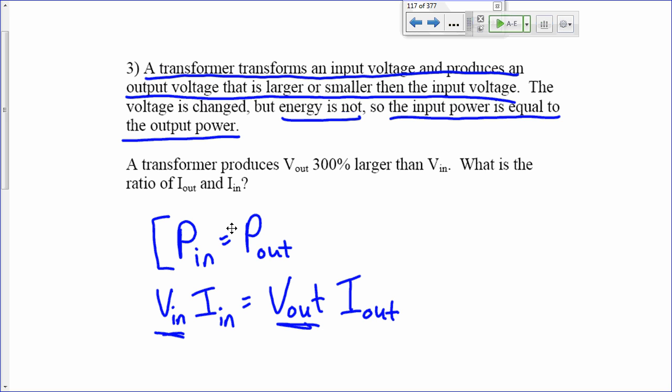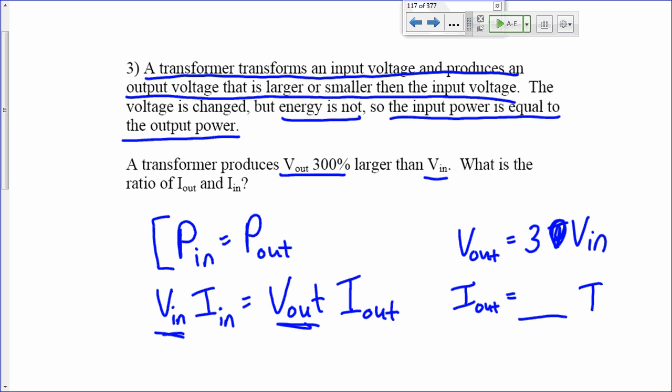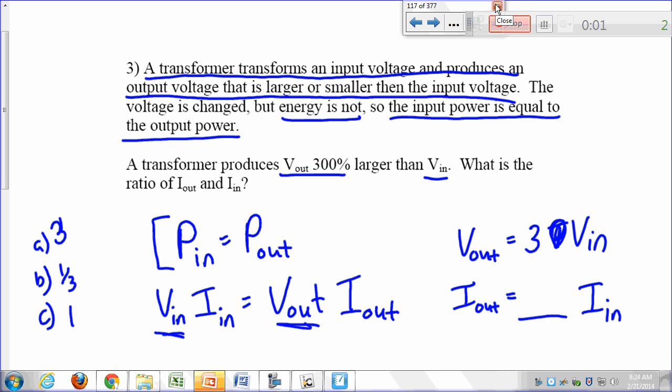In this case, it says that our V out is 300% larger than V in. So V out equals 3 times V in. So I out is going to equal what amount of I in? We'll do it as a quick question, A, B, or C. Is I out equal to 3 times I in, 1/3 I in, or is it equal to I in? If our V out is 3 times V in, what is our I out?